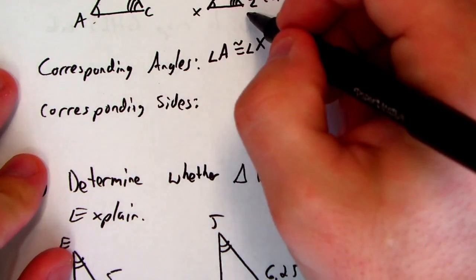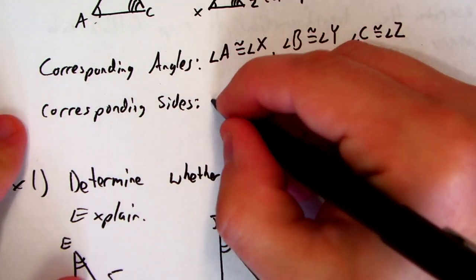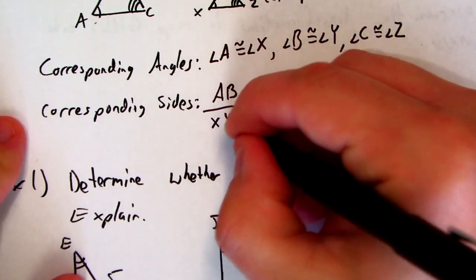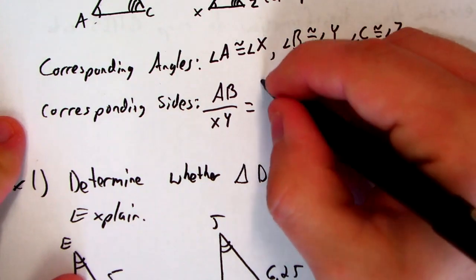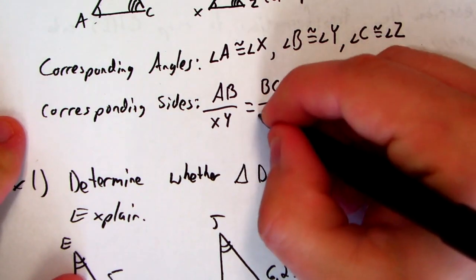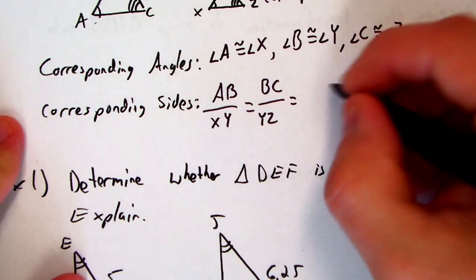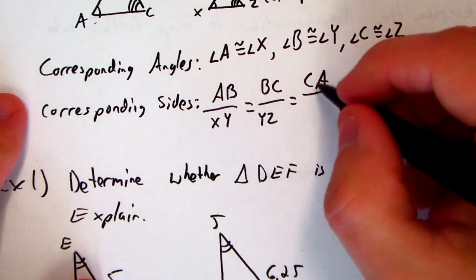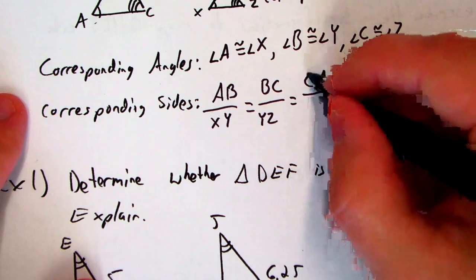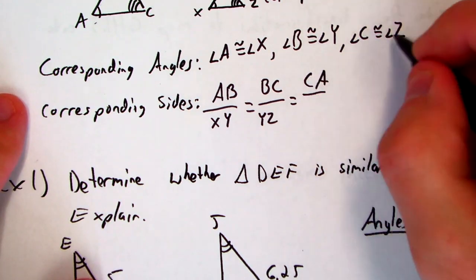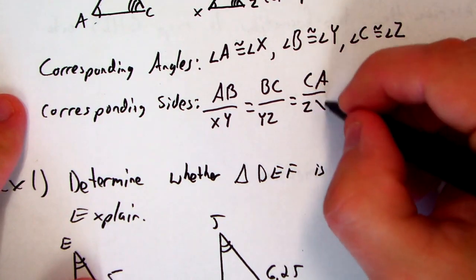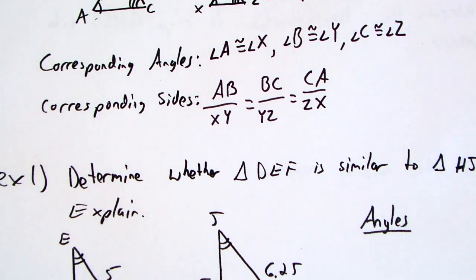So the way that we write this is going to be AB over XY is equal to BC over YZ is equal to CA, or you could say AC, doesn't matter. But whichever way you choose, remember, C up here corresponds with Z, so Z has to go first. And that would be our similarity statements.